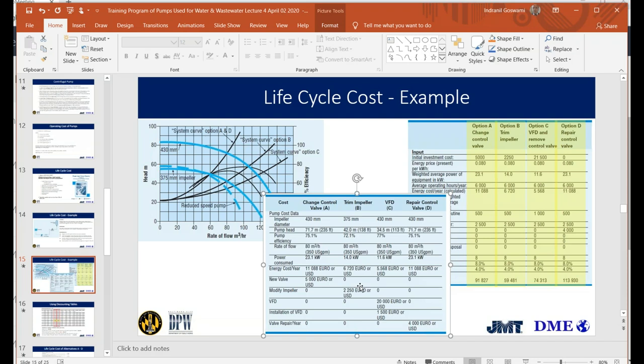And upfront costs: modifying the impeller has an upfront cost involved. Installing a VFD in option C has a large upfront cost. And keeping the system as it is has an annual cost of $4,000 per year, but no upfront cost because obviously we are not doing anything.